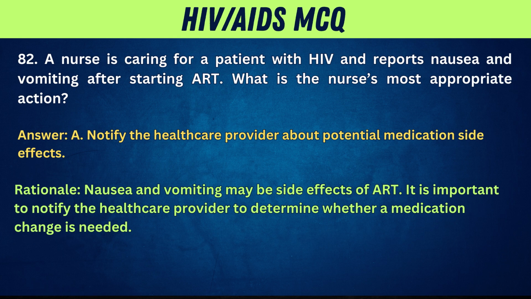Answer. A. Notify the healthcare provider about potential medication side effects. Rationale. Nausea and vomiting may be side effects of ART. It is important to notify the healthcare provider to determine whether a medication change is needed.